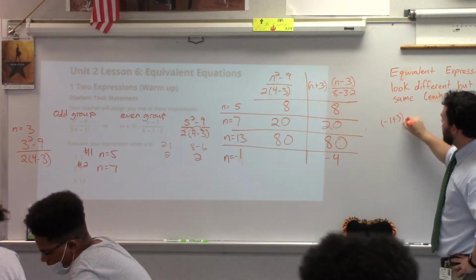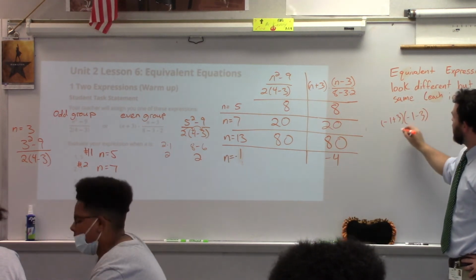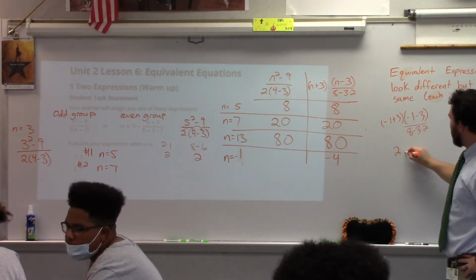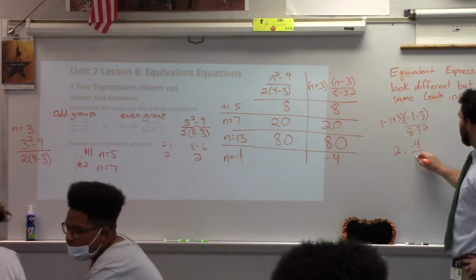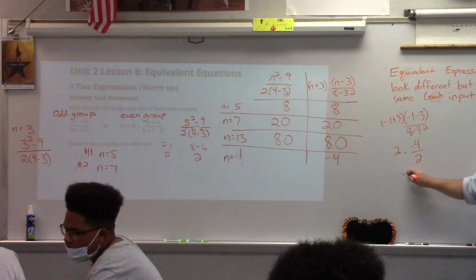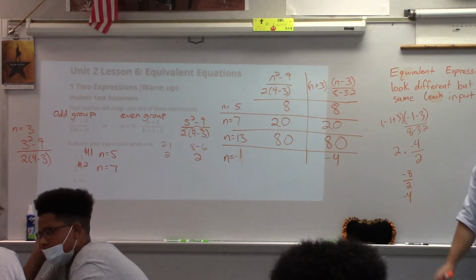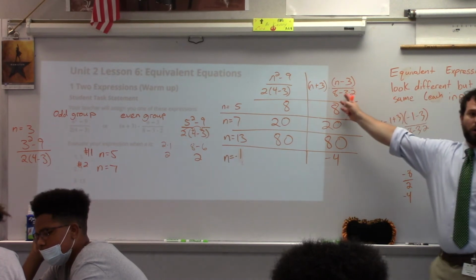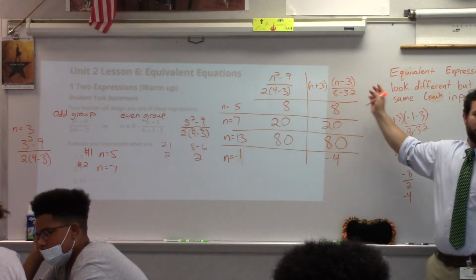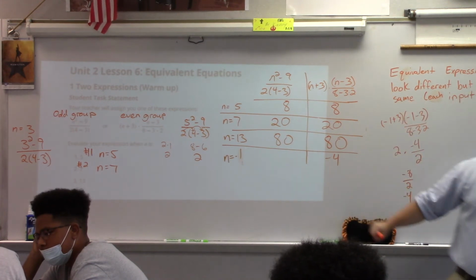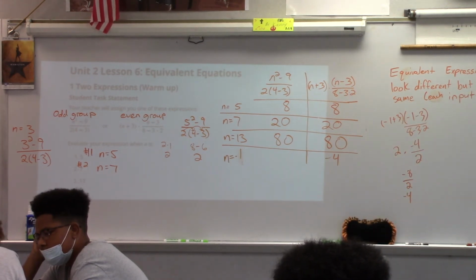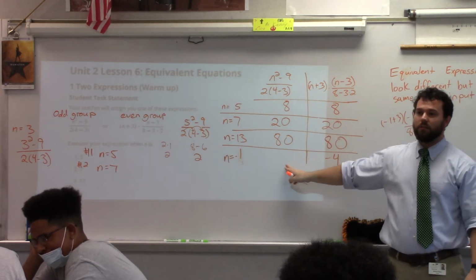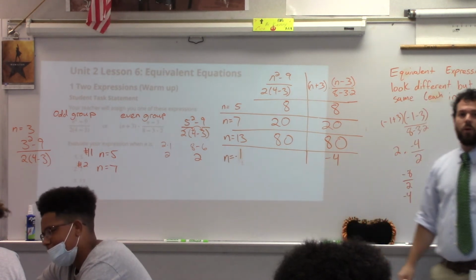-1 plus 3 times -1 minus 3, divided by 8 minus 3 times 2. That gives me 2 times -4 divided by 2, which gives me negative 8 divided by 2, which is negative 4. Notice that's a negative 4. And these expressions are what? Equivalent. They look different, but they are equivalent. So what should we have right here? An equivalent answer. So we need a negative 4.